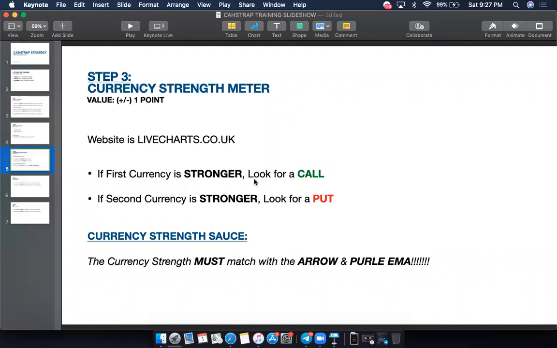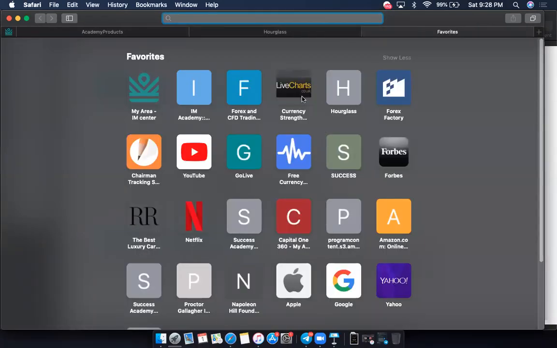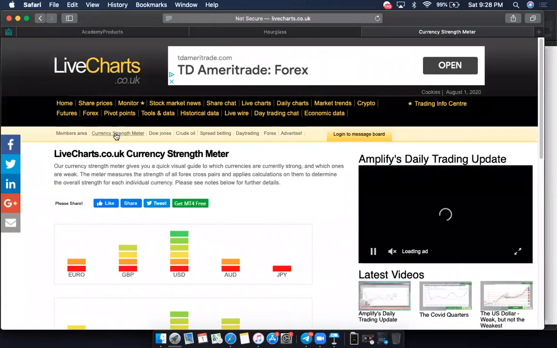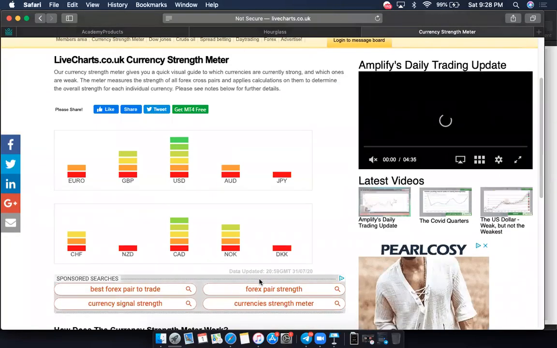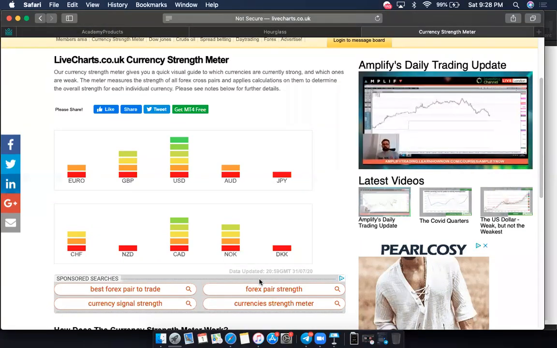So for step 3, the currency strength meter, you want to have this website up, livecharts.co.uk. So anytime you pull up your Cashtrap strategy, you want to pull up another tab, go to live charts, and make sure you click on currency strength meter. Once you click on it, you're going to see how strong or how weak each currency is.